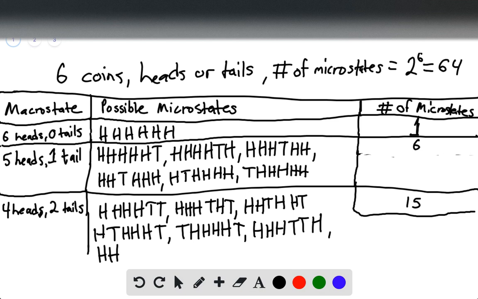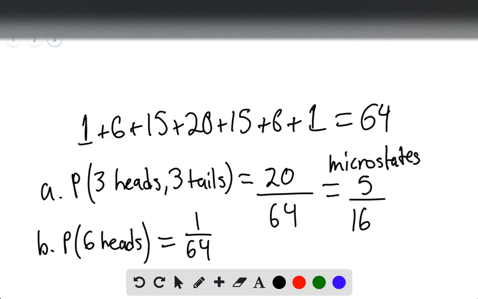And that's the end of the solution. Again, those probabilities are 5 over 16 and 1 over 64.